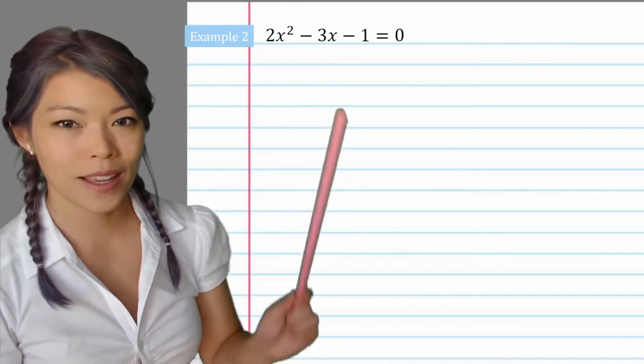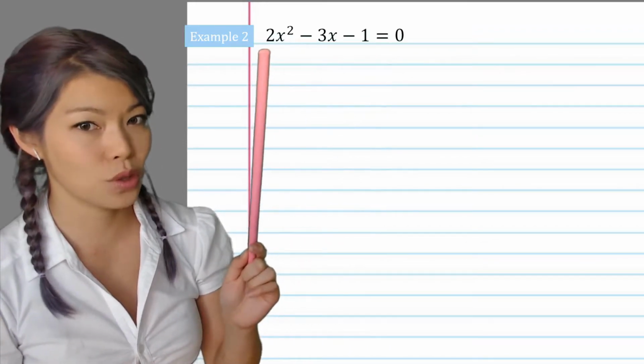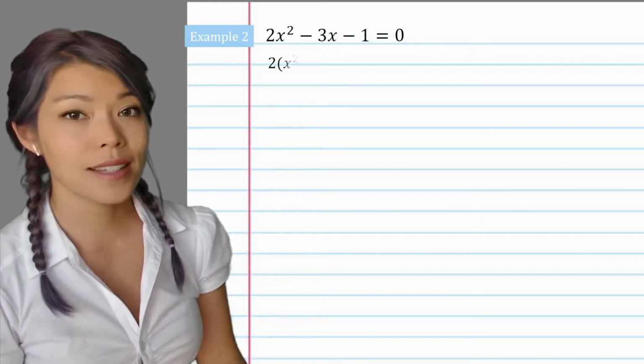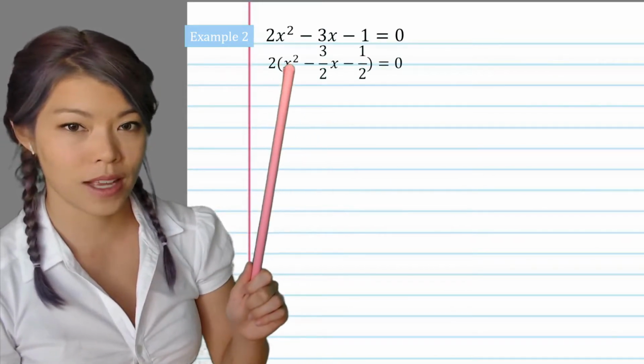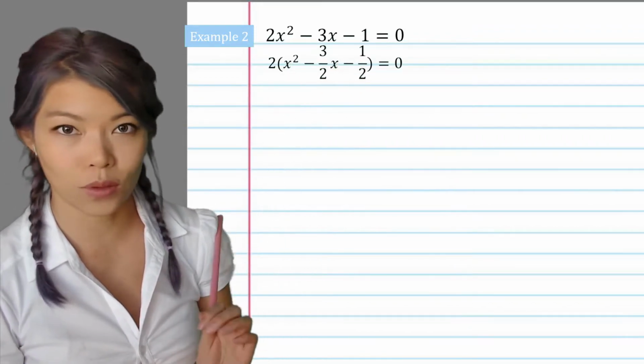Example 2. 2x squared minus 3x minus 1 equals 0. This time we have a 2 in front of the x squared. So let's take the 2 out first. So now we have x squared minus 3 over 2 x because we took the 2 out, and minus 1 over 2 because we took the 2 out.